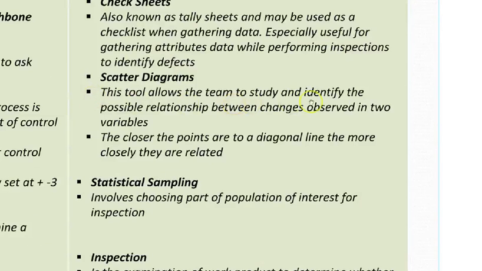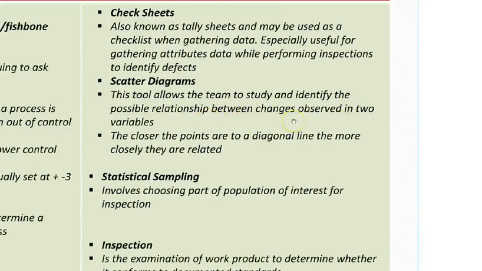This tool allows the team to study and identify the possible relationships between changes observed in two variables. So when they ask you anything with two variables, you gotta know that's the scatter diagram. And the closer the points are to the diagonal line, the more closely they are related.